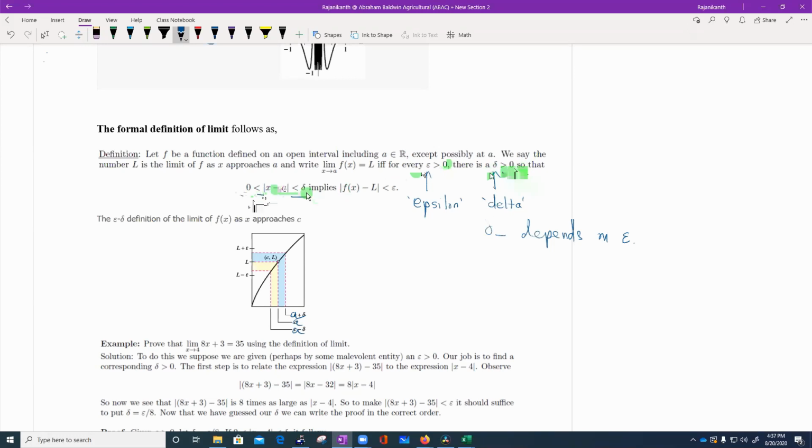Okay. How do you read this? 0 less than the absolute value of x minus a, less than delta. This should always give you the epsilon. The distance between f(x) and the limit value is always less than epsilon. So remember, the absolute value sign means geometrically the distance.